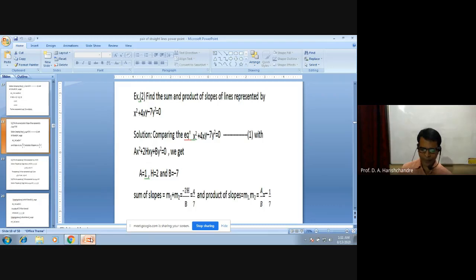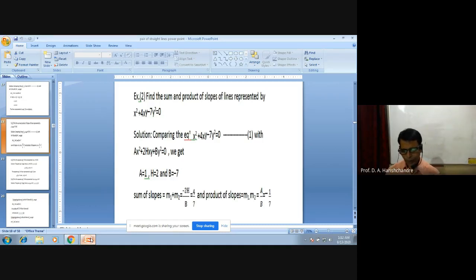Again compare this equation with the general form of homogeneous second degree equation ax square plus 2hxy plus by square is equal to 0. So the value of a is 1, h is 2 and b is minus 7. From that you can obtain the sum of the slopes, m1 plus m2. The formula for m1 plus m2 is minus twice h upon b. In that, replace the value of h as 2 and b as minus 7. Finally, simplification gives you m1 plus m2 is equal to 4 by 7.